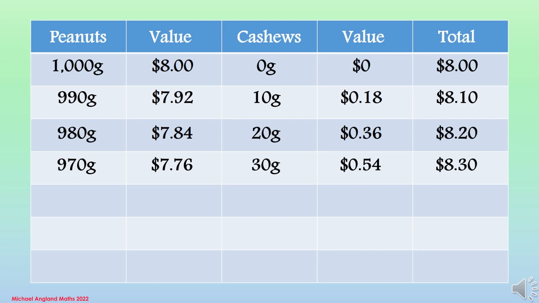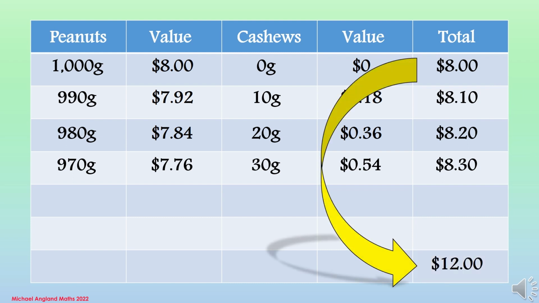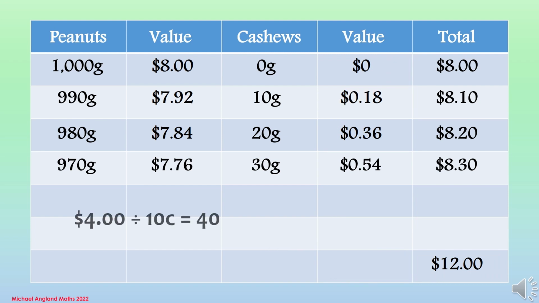If we look at these totals, we can see they're stepping up $8.10, $8.20, $8.30 in 10 cent increments. Now, we want to get to $12. So from $8 to 12, that's a difference of $4. Divide by 10 cent increments means 40 steps to get where we want. 40 steps, 10 grams each step, is 400 grams.